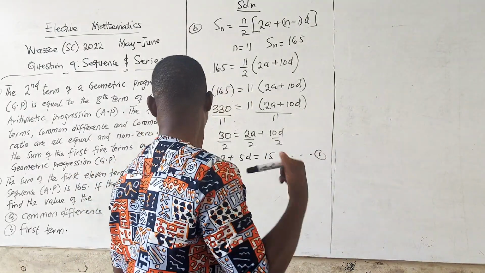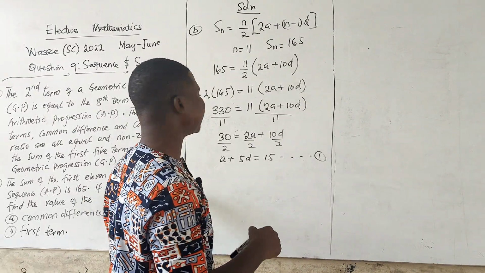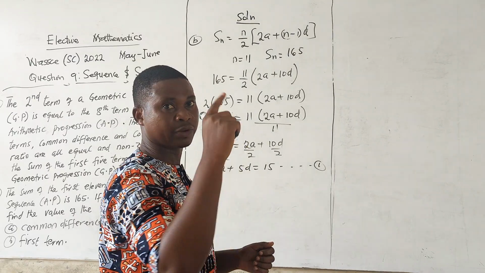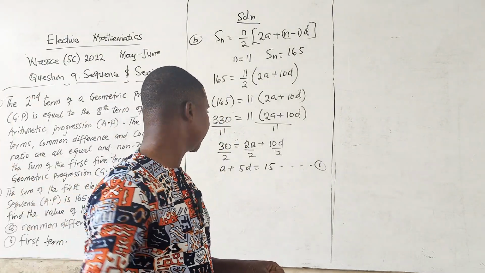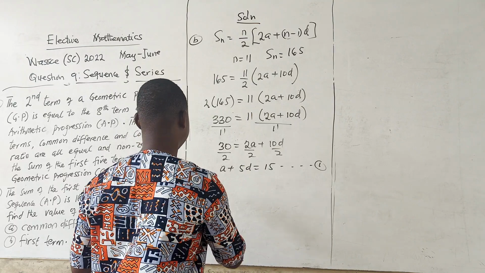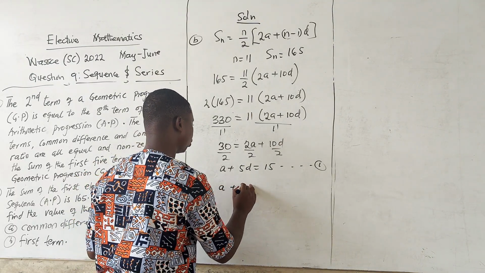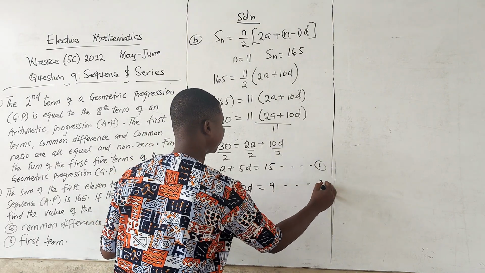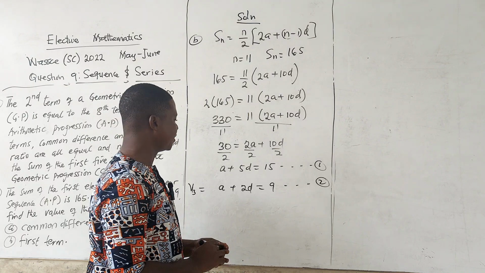So having this, when you continue, it says that if the third term, and we know the nth term, un is equal to a plus n minus 1 d. So our third term, u3 gives us a plus 2d. It's 9, equation 2. So with this, we can find our a and d.